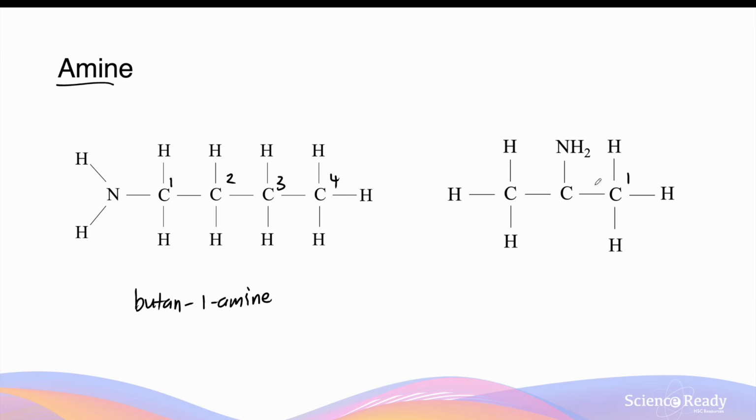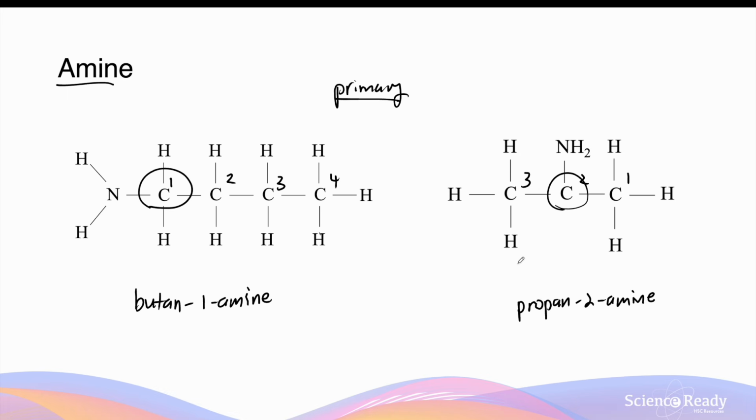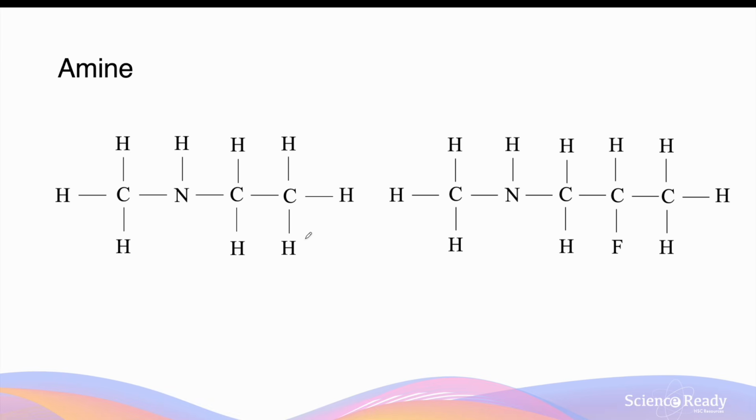In this molecule, there are 3 consecutive carbon atoms, and the amine group is on the second carbon, so this is called propan-2-amine. These two amine molecules are classified as primary amines because the nitrogen atom is only bonded to one carbon atom. So you can see one carbon atom, one carbon atom. In other cases, nitrogen atoms can be bonded to more than one carbon. In this case, the nitrogen atom is bonded to two other carbon atoms, and these are therefore described as secondary amines.